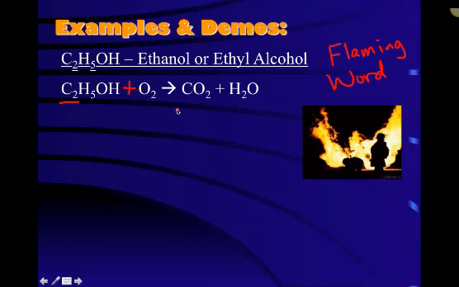And I want to make sure that we understand combustion is not the same thing as heating. If we were adding heat to something, we put a little triangle there. But we're not. We're burning something.